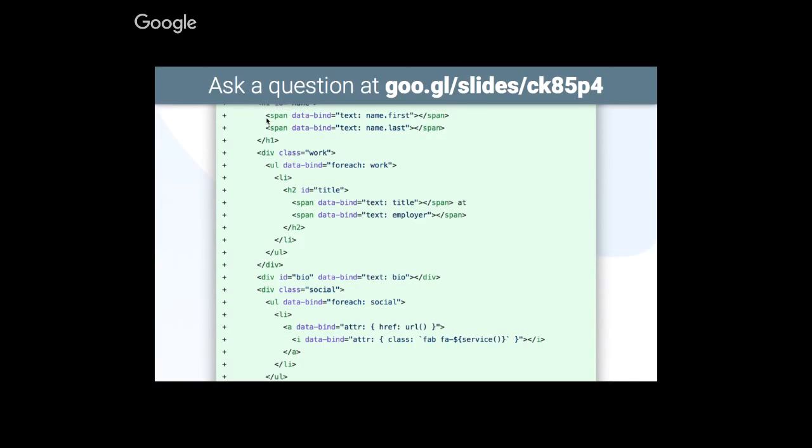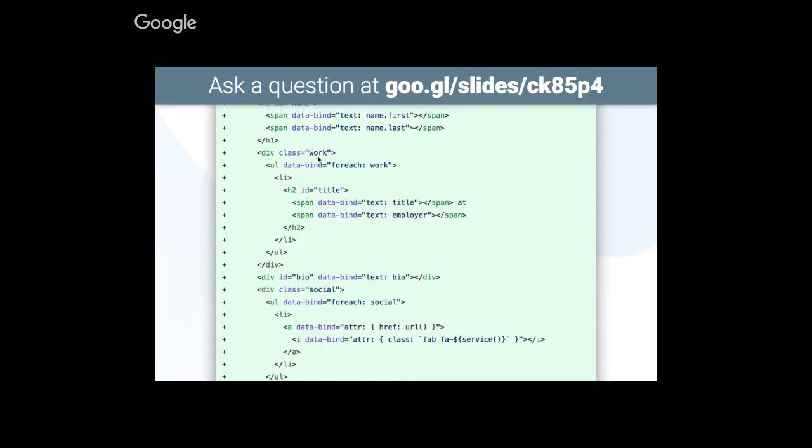But essentially what we're doing is defining our divs and the classes just like we did before, except now we're actually binding elements to them. So for instance, in our name div here, we're going to use the data-bind property to bind the text of this span to the name.first property of our view model. And then we're going to bind the text of this one to the name.last so that we get two spans sitting next to each other with first and last names.